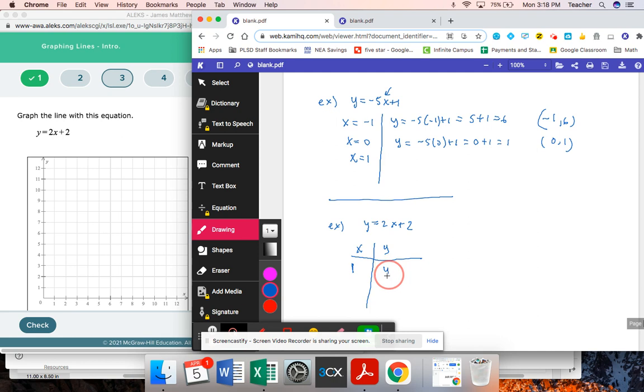Well, when I plug that in there, then y is going to equal 2 times 1 plus 2, or 2 plus 2, or 4. So I get the point 1, 4. If I plug in a 3 in here, then y is equal to 2 times 3 plus 2, which is 6 plus 2, or 8. So I get the point 3, 8.